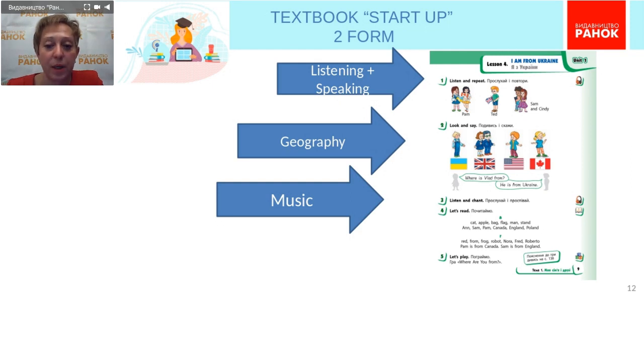practice their speaking skills. The second exercise gives some information about geography, because pupils need to understand what countries the children are from, and they need to learn the names of these countries, and it is a good idea to have a map and to show the pupils these countries on the map, or maybe to have a globe.